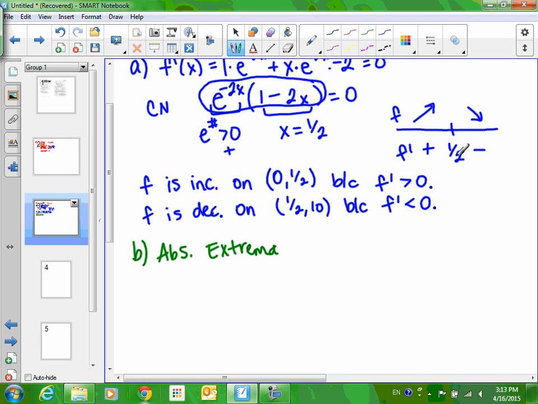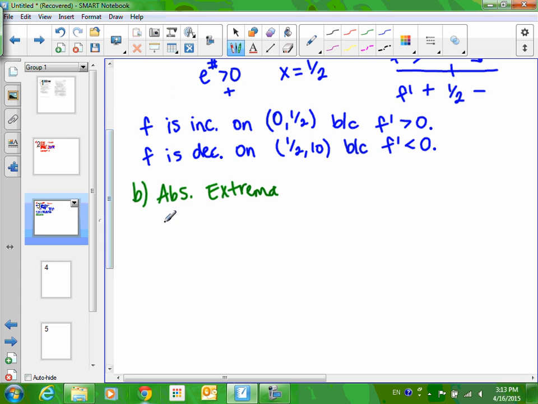So 1/2 could be the absolute max. Or where else could it happen? And it probably is, but where else could it happen? The endpoints. Definitely, I don't know where the absolute min is. So when you're doing absolute extrema, if you use logic, you can usually narrow it down. But in the end, you're going to have to test the endpoints and the critical number.